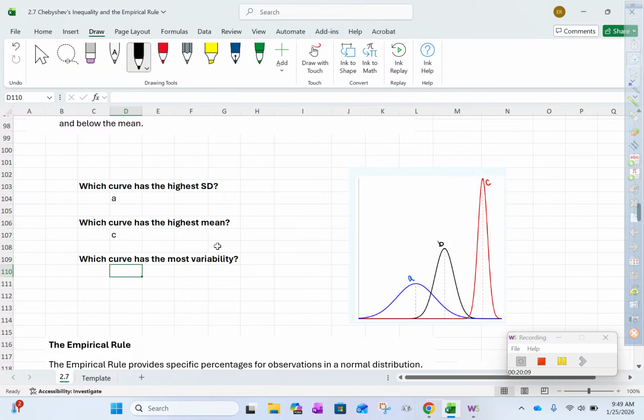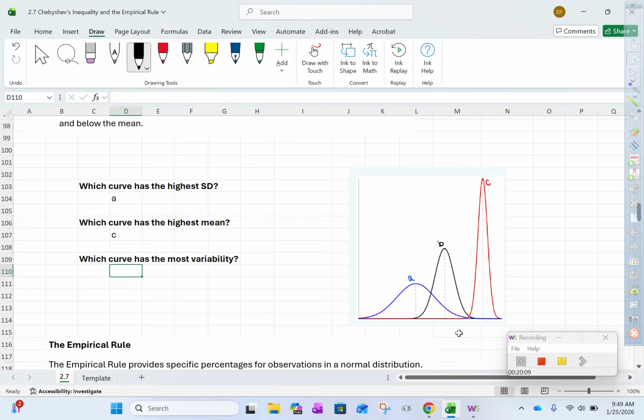And then the curve with the most variability. Okay, so that word variability is something you're going to see. I wrote in this question just so we could see some other ways questions can be asked. That's saying you should be looking at a measure of spread. Okay, so range, IQR, standard deviation, variance. And in this case, we could say, again, the biggest spread is A.